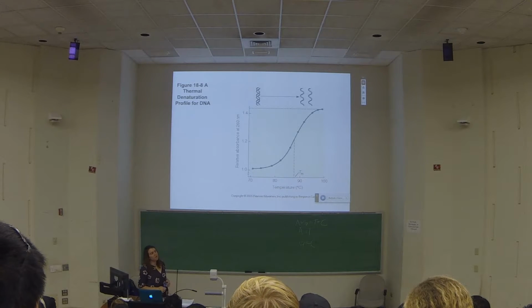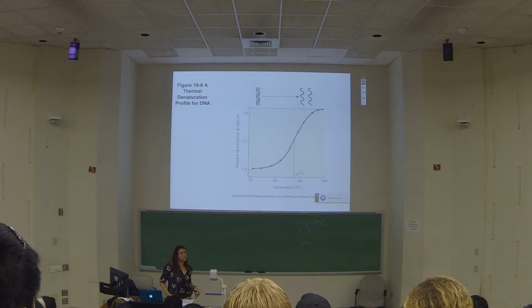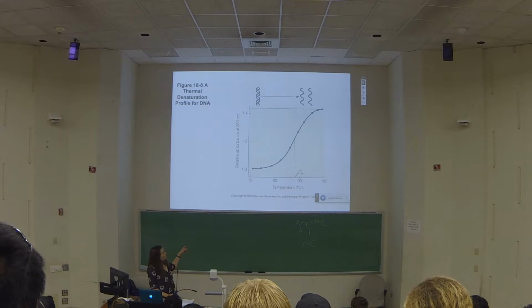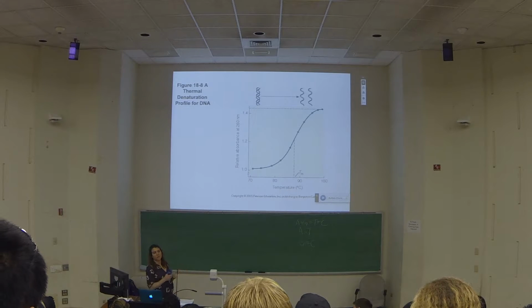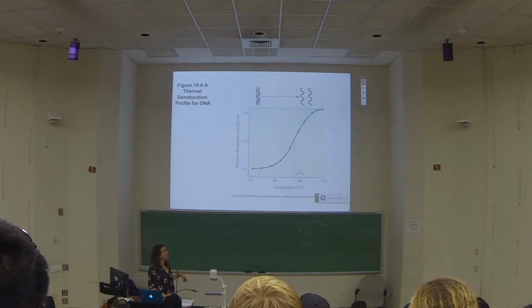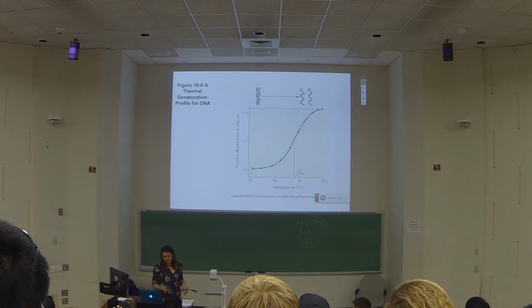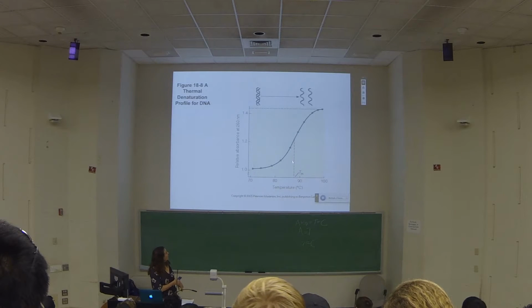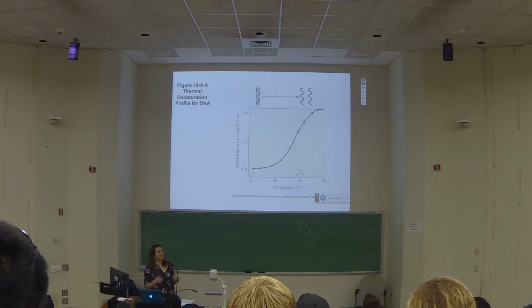We can profile how double-stranded DNA denatures by making a melting curve. So temperature along the x-axis, relative absorbance, which tells us whether or not those strands are in a double helix structure or a single helix structure. And we define the melting temperature as the point at which half of our DNA is melted apart. So half has become single-stranded.